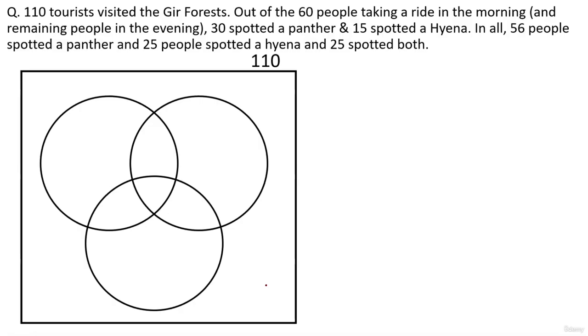Okay, उसमें से exactly there are some people who are spotting panthers and some people who are spotting hyenas. So 56 people spotting panthers and 25 people spotting hyenas. Okay, 25 people are spotting both, right? अब guys यहाँ पे ऐसा है कि this circle denotes the people who are basically spotting a panther. Now where this circle intersects morning, that is the third circle. This is where there are people who are spotting panthers in the morning.